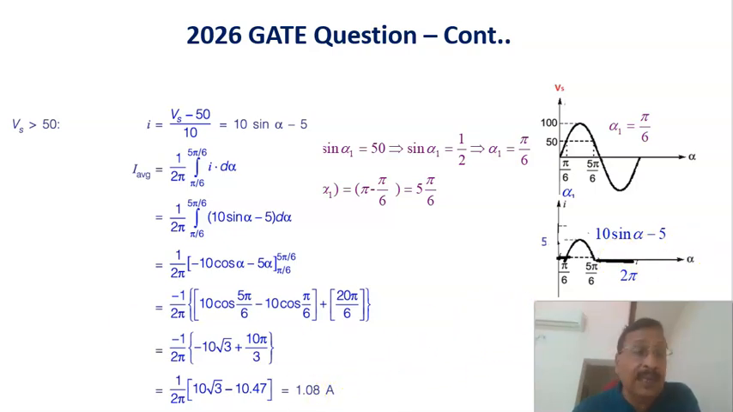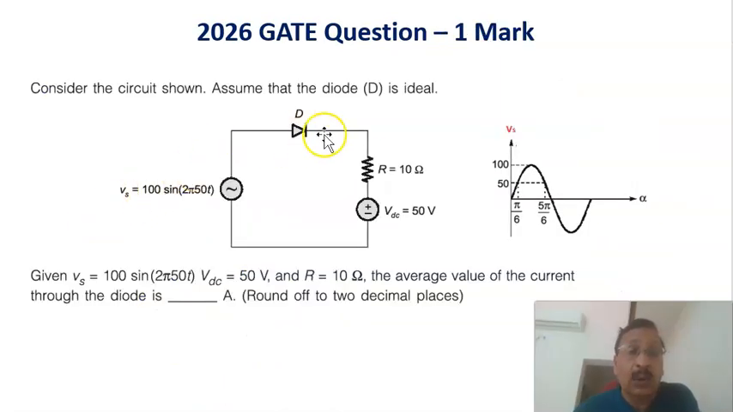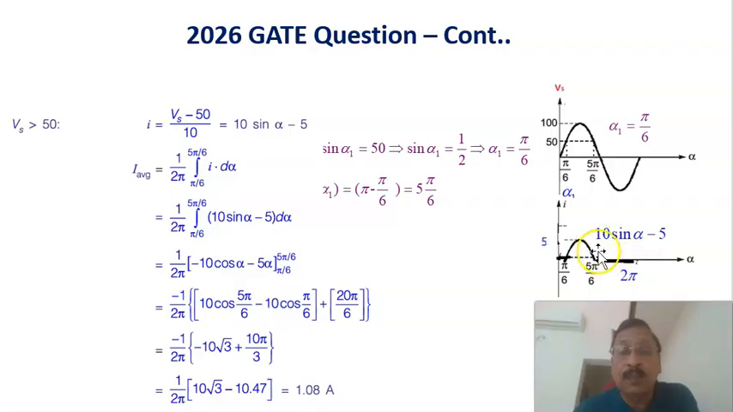Therefore, the average value of the current flowing through this diode, since the diode conducts only between pi by 6 and 5 pi by 6, and we have seen the waveform of the current that is flowing through it, this is the waveform, and we have calculated the average value of this current, which is equal to 1.08 amperes.